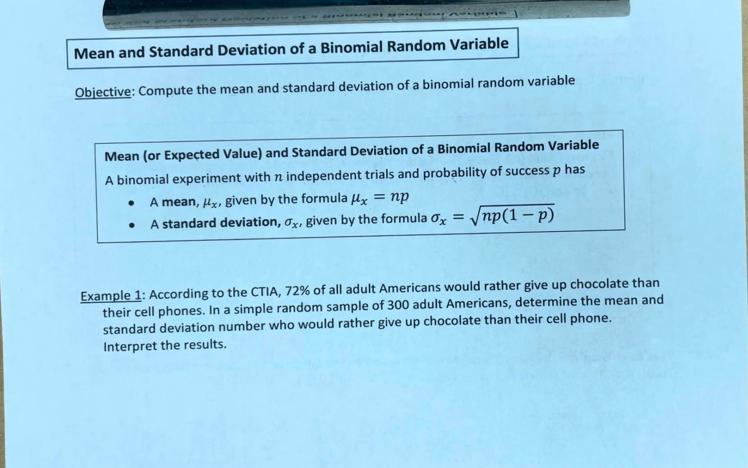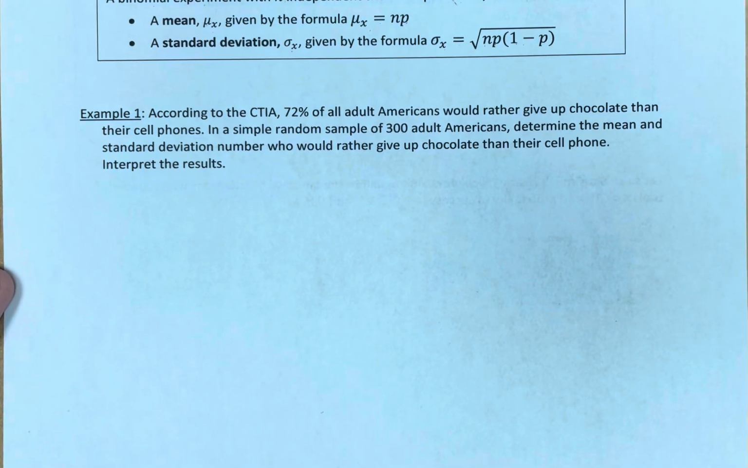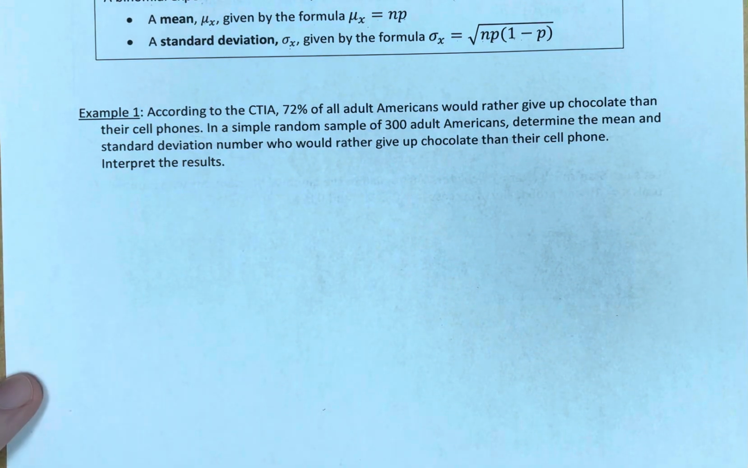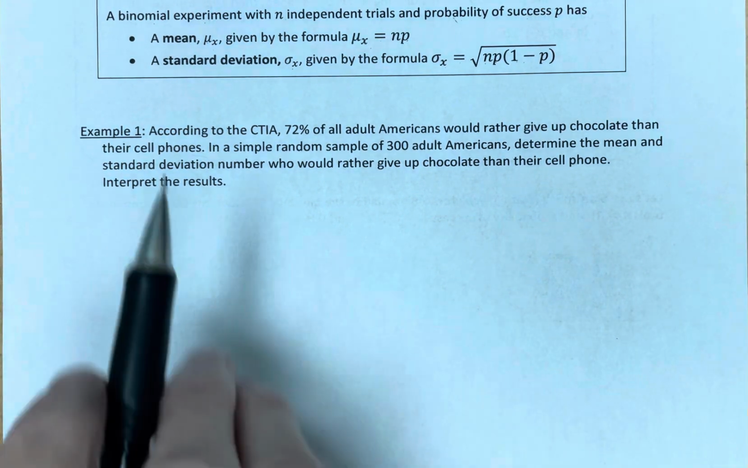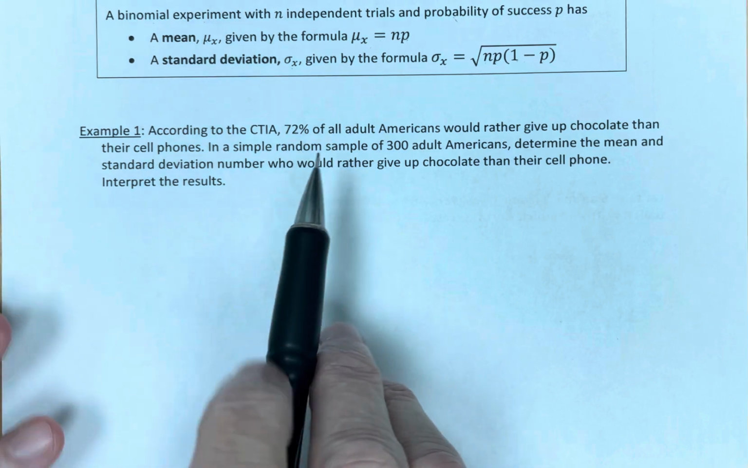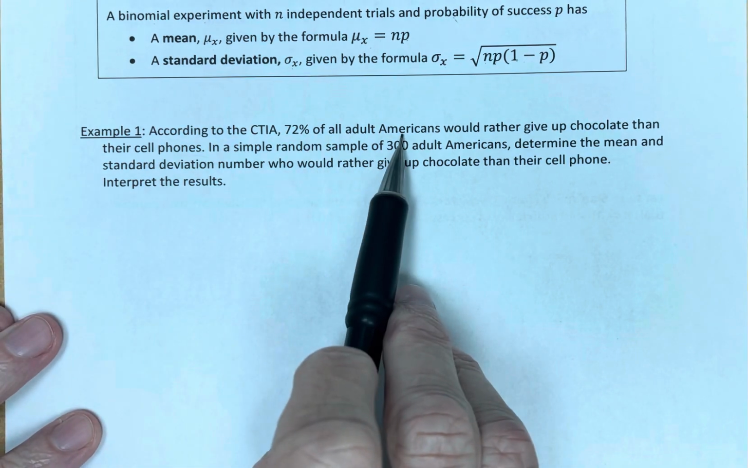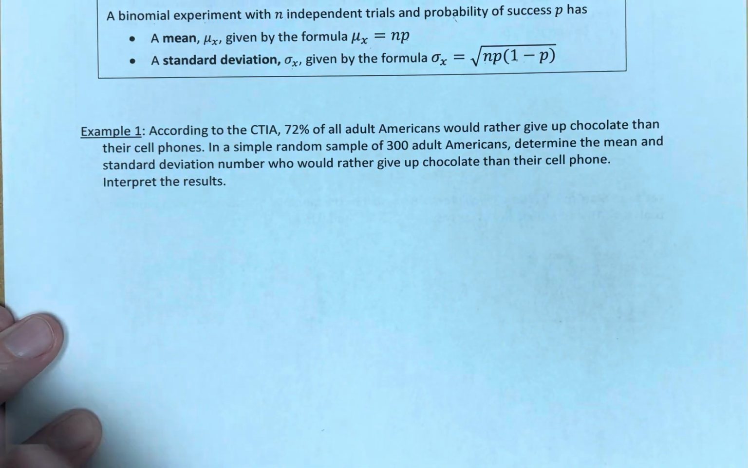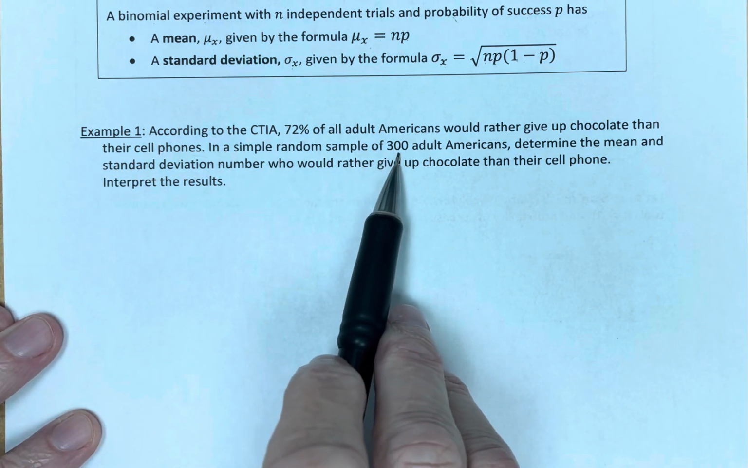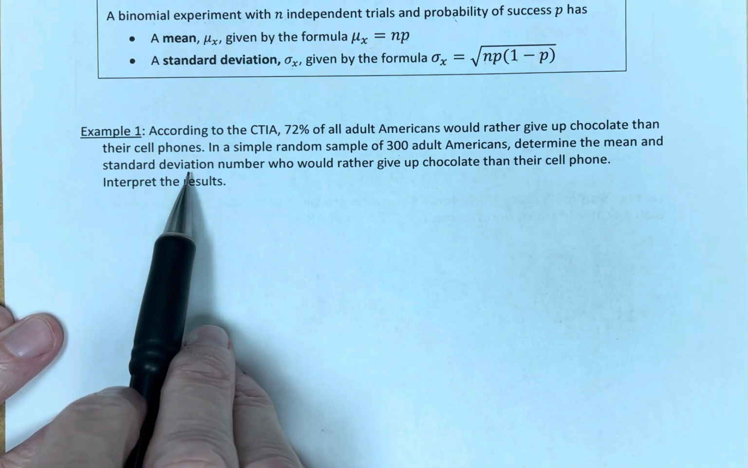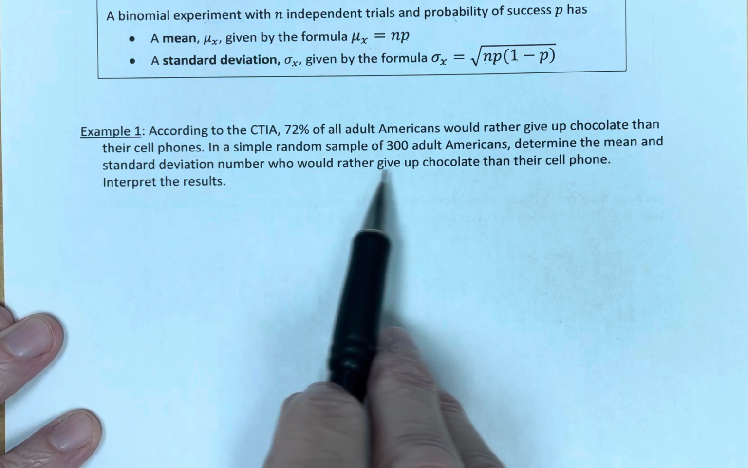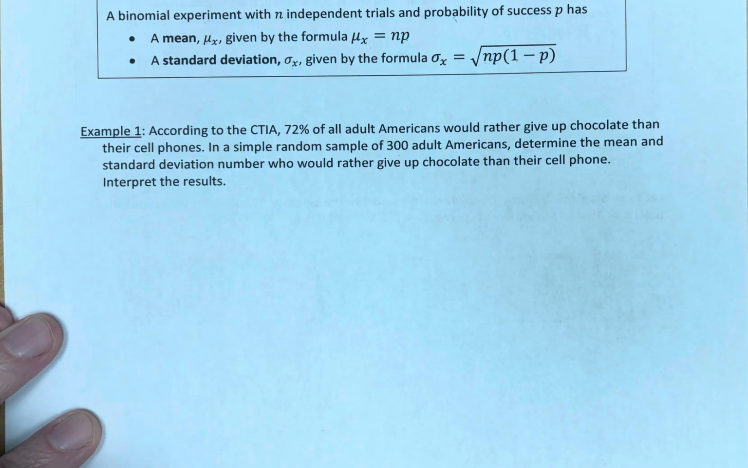Okay, let's do an example. Just make use of these formulas and interpret our result. And I'll keep those formulas right there for us so we can see them. According to the CTIA, 72% of all adult Americans would rather give up chocolate than their cell phones. In a simple random sample of 300 adult Americans, determine the mean and standard deviation number who would rather give up chocolate than their cell phone.